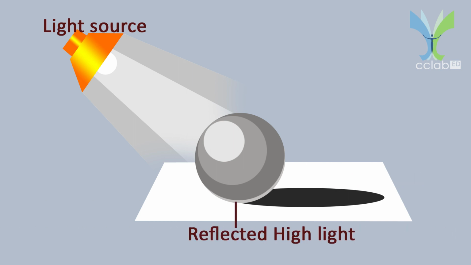Reflected highlight. Some light is reflected back off surrounding objects and surfaces. This light bounces back onto objects, producing an area of lighter value. This area of slightly lighter value is referred to as reflected highlight.